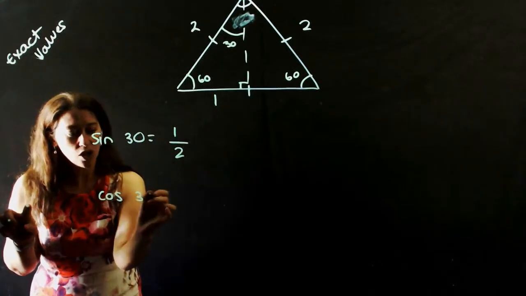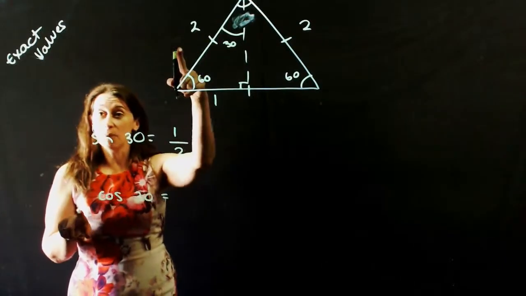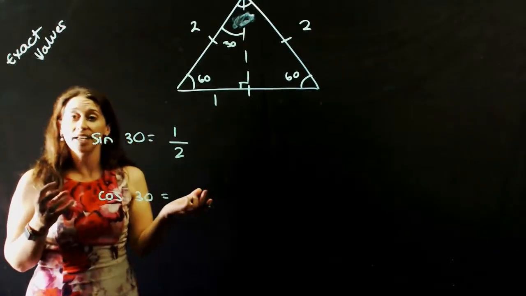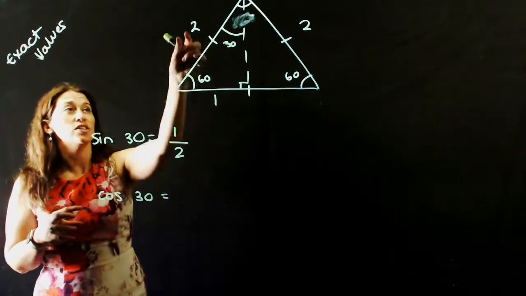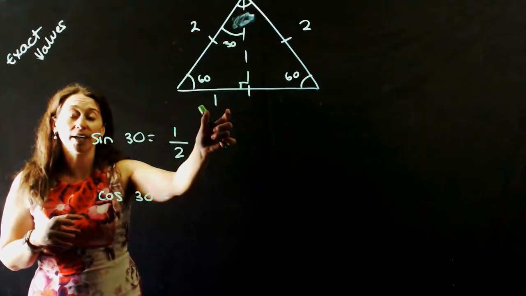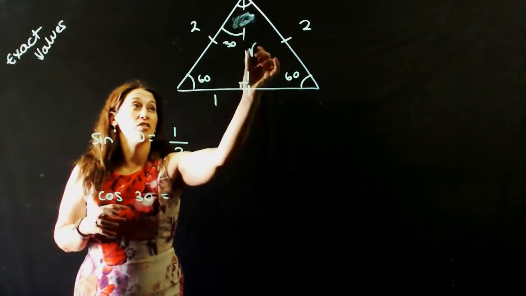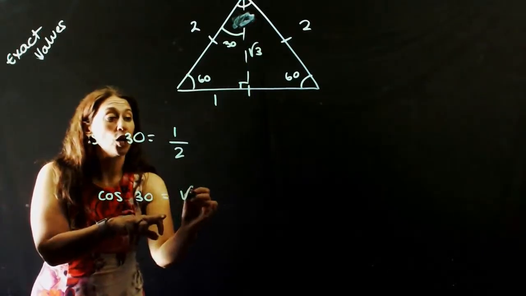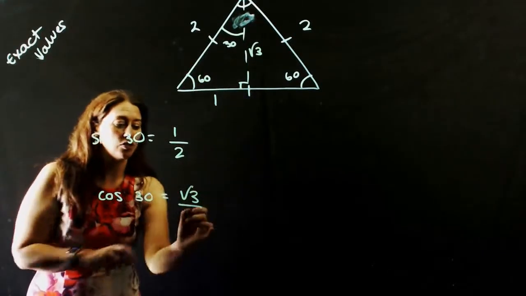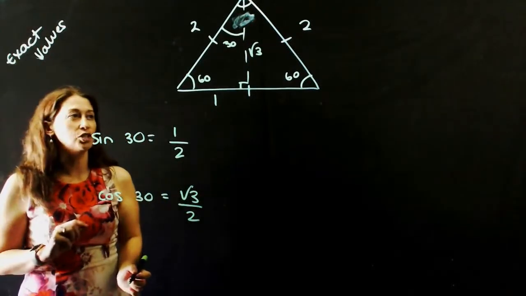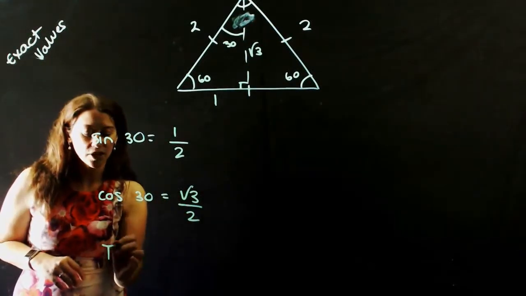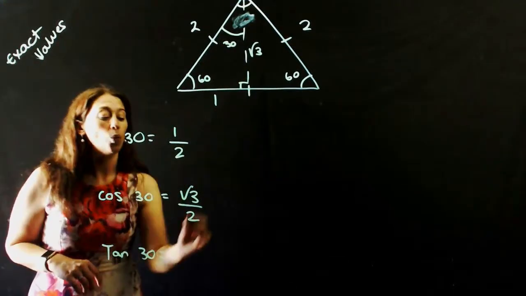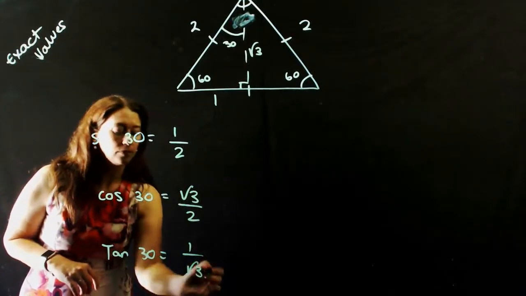Cos 30, cos is adjacent divided by the hypotenuse. So the adjacent, of course, is this. We haven't worked that out, so we need to use Pythagoras' theorem, which says 2 squared subtract 1 squared gives me 3, so the height here is root 3. So performing adjacent, root 3, over the hypotenuse, 2. So cos 30 is root 3 over 2. Let's have a look now at tan 30. Tan 30 is opposite over adjacent, 1 over root 3.